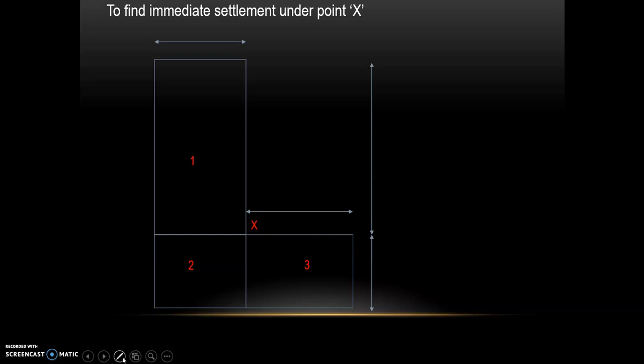To begin with, we need to consider various sections. Now here, since we are asked to find settlement under point X, we need to divide the whole area in such a way that the divided portion will contain X as the corner. So here we have considered section 1 which has corner as X. Then section 2 also has corner X, and finally section 3 also has corner X. We cannot consider this whole section as one section because we won't get the point X as the corner. So here we have considered 3 sections so that each of them will have point X as one of their corner.